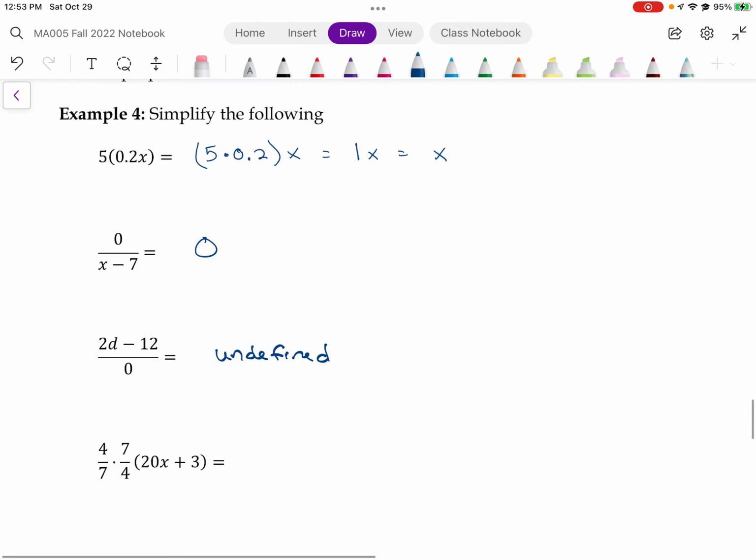All right, the next one, this is from something we did earlier, but if you've got 4/7 times 7/4, then this is all going to cancel out because those are reciprocals. And you get what's left, the 20x plus 3. That's all that's left, right?